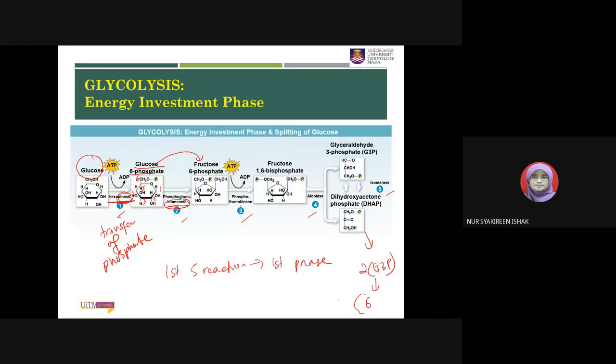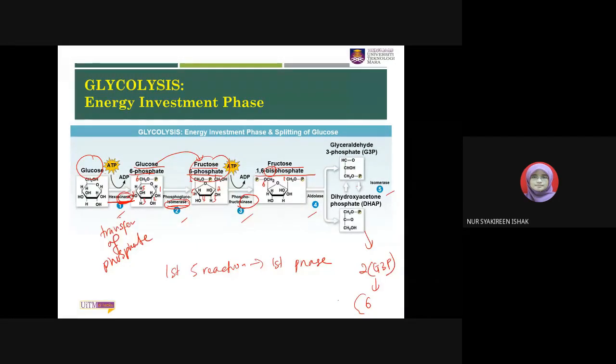Phosphofructokinase. Maksudnya bila ATP masuk, ATP akan release phosphate dia kepada fructose 6-phosphate. Nampak? Carbon yang pertama, kedua, ketiga, keempat, 5, 6. So that's why it is called fructose 6-phosphate. ATP masuk, release phosphate dia kepada molekul yang ni, so dia akan jadi fructose 1,6-bisphosphate. Phosphate akan attach pada carbon number 1 and carbon number 6.